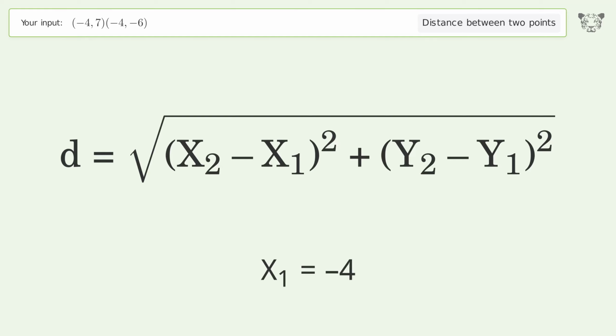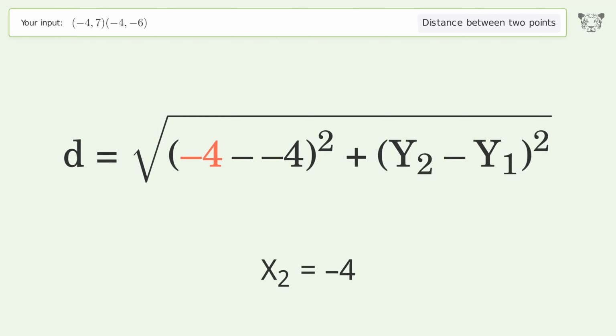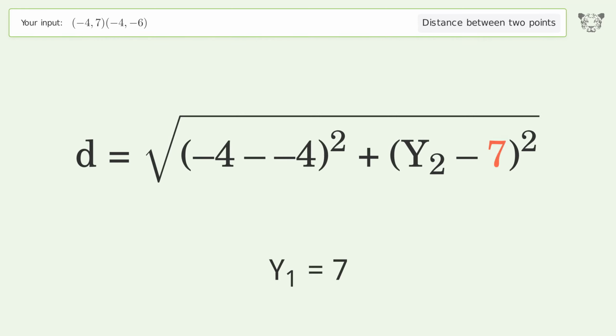x1 equals -4. x2 equals -4. y1 equals 7. y2 equals -6.